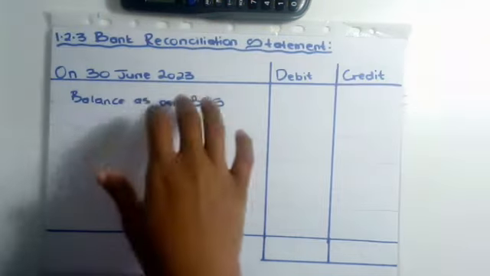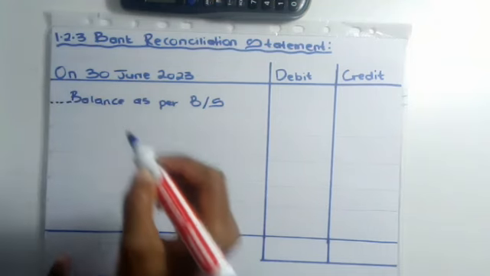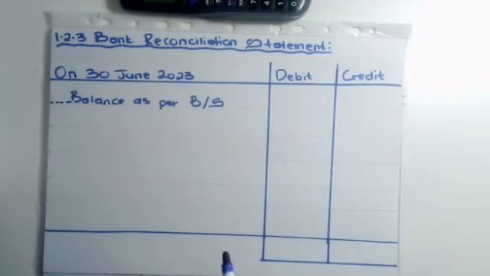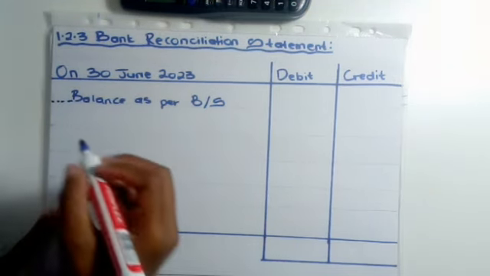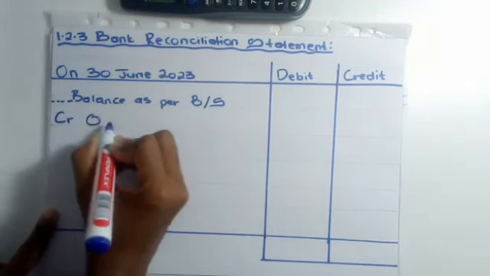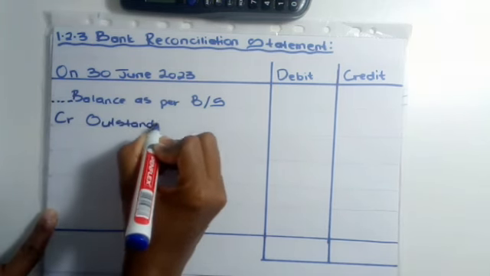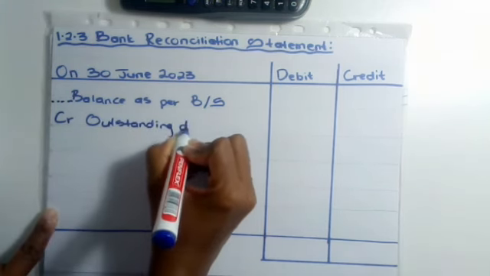So since it's a balancing figure, we will leave it for now and move on to our deposits. Deposits always go on the credit side, so you will say credit outstanding deposits.